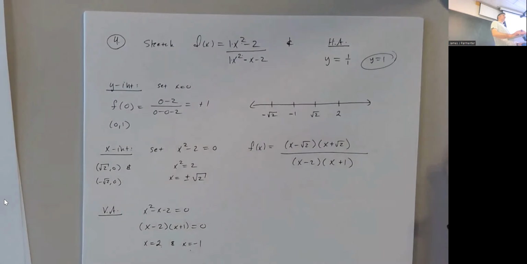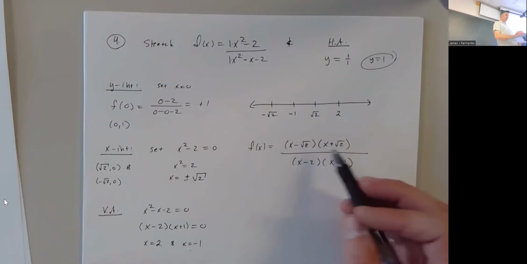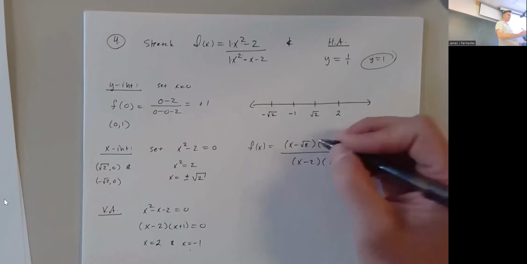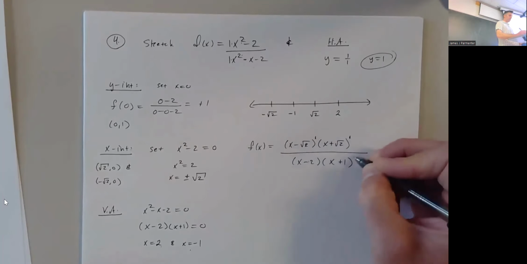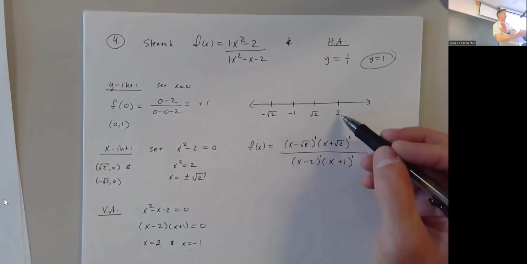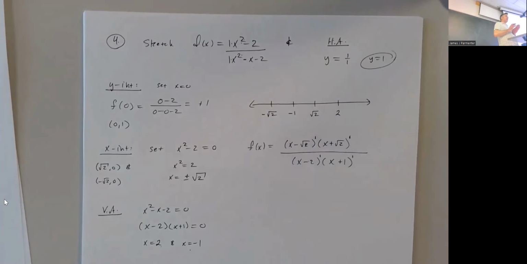Here's what I want you all to see. Every one of these factors has what power? An odd power. Power is odd. That means every time you go from one side of the next intercept or vertical asymptote to the other side, the sign's going to change.